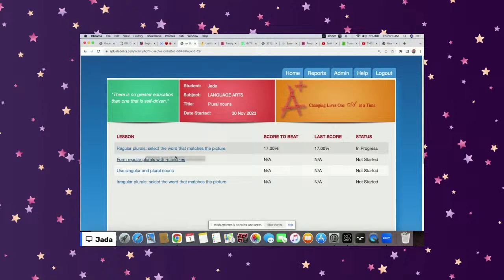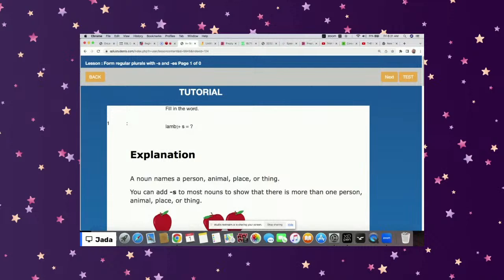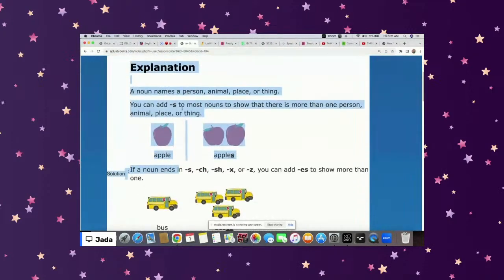Form regular plurals with S and ES. So now with this one, you need to form the regular plural. Now, a noun names a person, place, or thing. We all know what a noun is. You can add s to most nouns to show that there is more than one person, animal, place, or thing. Just like what we've done so far, one apple and two apples.